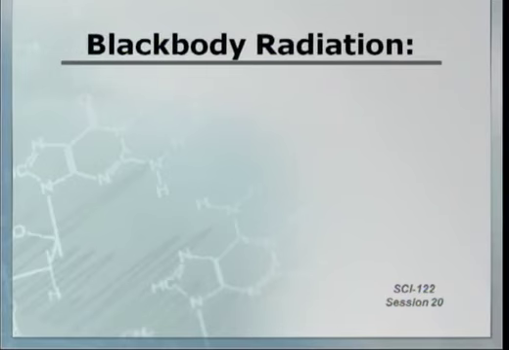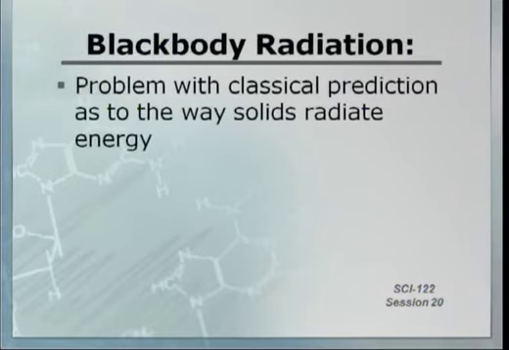So we learned that color is very important in determining the amount of radiation or the rate at which radiation is given off by an object at a certain temperature. Black bodies are especially efficient. They're the perfect emitters of radiation. So let's see what this looks like in terms of the problem. In the case of the black body radiation problem, this is a problem with classical prediction as to the way that solids would radiate energy. So as you heat up an object, how does it give up energy?